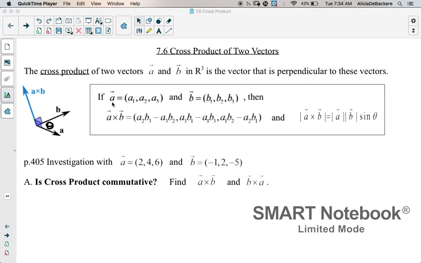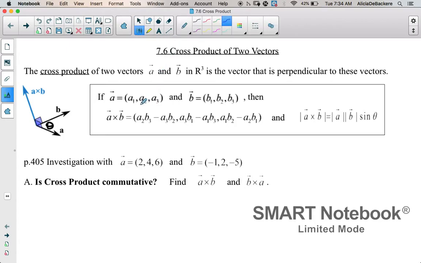If I have vector A with components A1, A2, A3, and vector B with components B1, B2, B3, then A cross B is going to be this rather complicated arithmetic string here. And so to come up with the first component, the x component, what we do is we take A2, multiply it by B3, and then subtract A3 times B2. That's going to give us the x component.